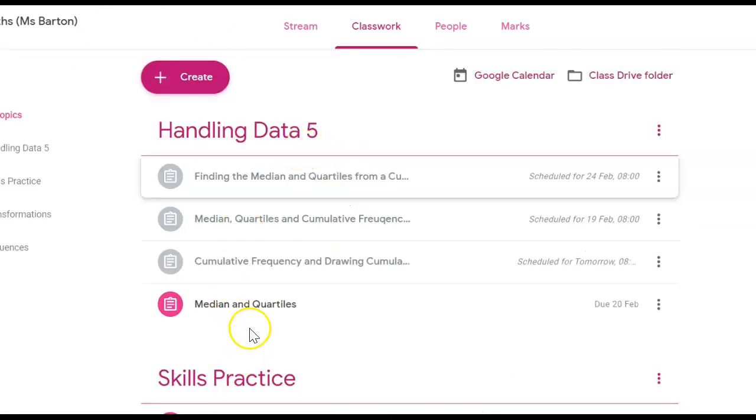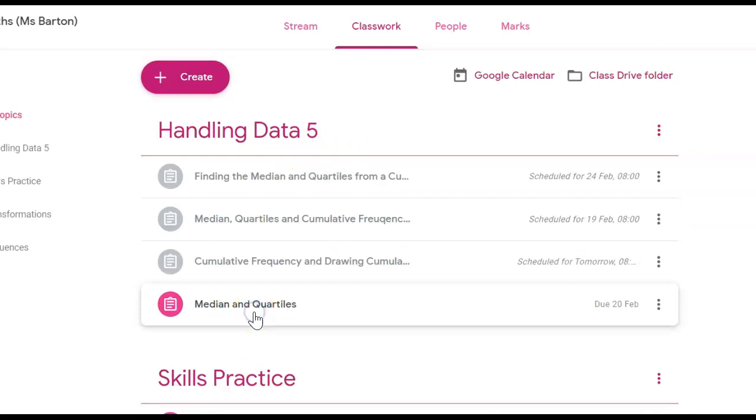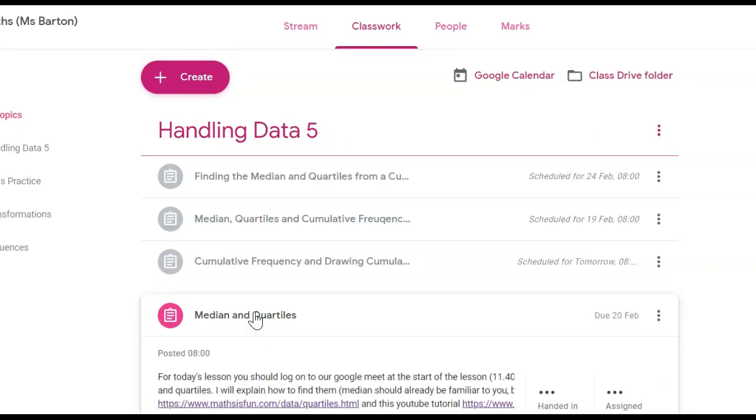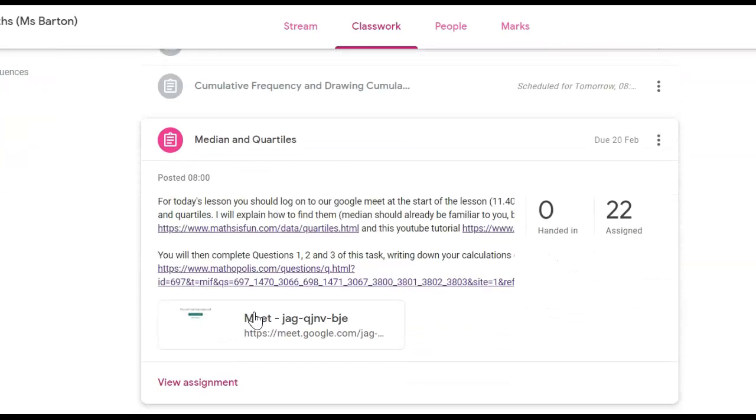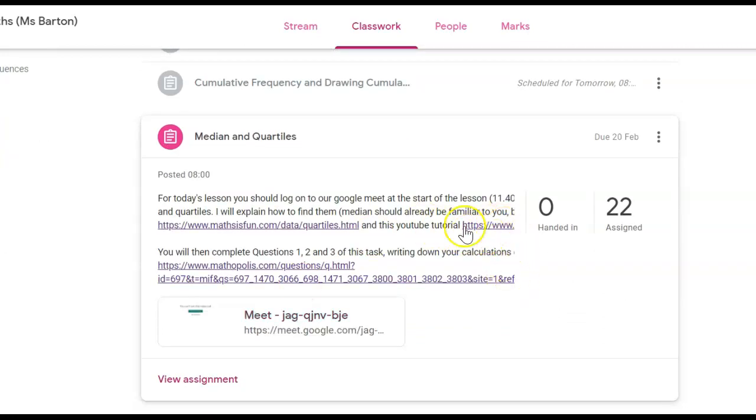Okay, moving on. Today we're going to talk about median and quartiles. Okay, so first of all, well done for all being here. I'll explain how to find them. So we will have a look now at some questions. And you should already know how to find the median when you've got a set of data. But you probably haven't heard of quartiles before. Okay, so let's start on this website.